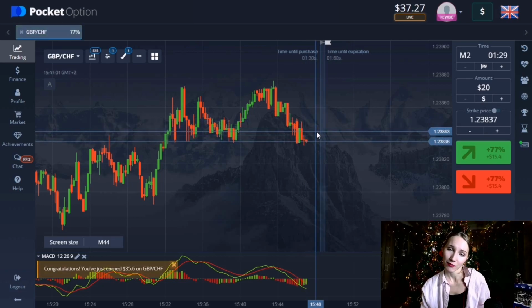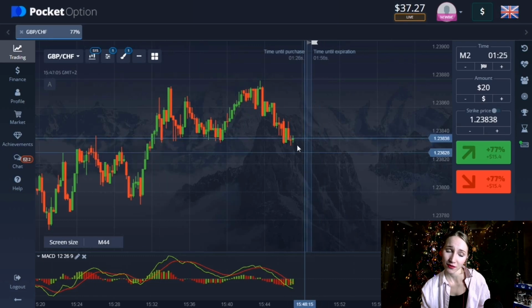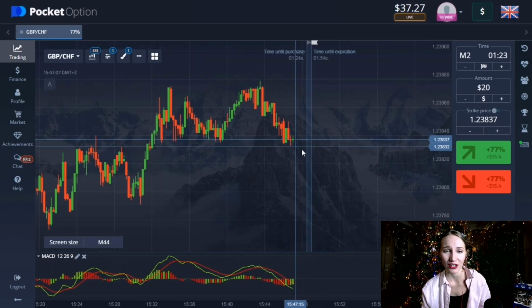Well, it's not bad. The moving down continued and we are getting our profit, and the indicator worked out perfectly. So guys, let's continue.